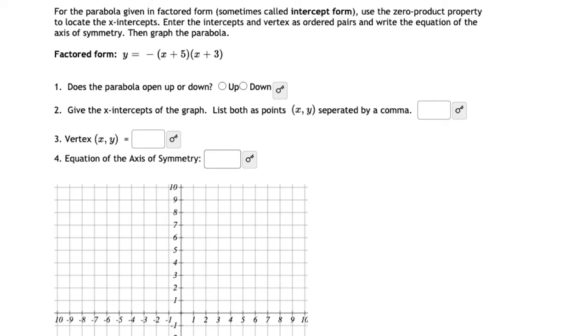We're going to graph this quadratic equation y equals negative quantity x plus 5 times x plus 3. So the first thing is, what is the coefficient in front of the x squared?